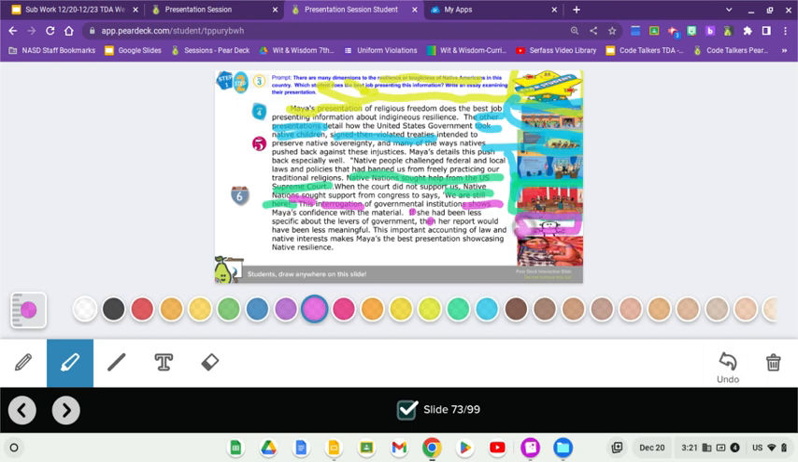So I'm going to put a little block around this guy. This important accounting of law and Native interest makes Maya's the best presentation showcasing Native resilience. Right, and I'm going to switch on over to green again. Put green down here. There's Maya's best presentation. Goes right along with that resilient native picture down there. All right, please take a moment and make sure your slide looks just like Mr. Surface's, please.